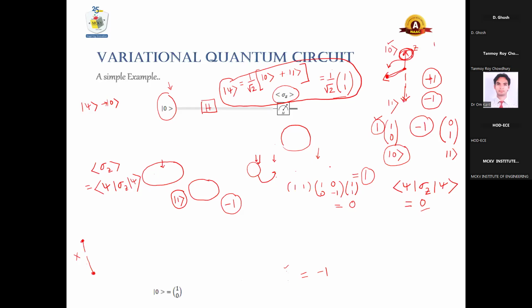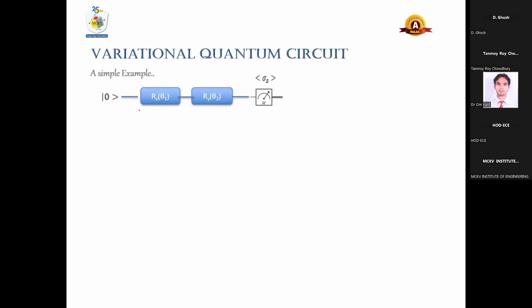Now let us say you have two operations, Rx theta 1 and Ry theta 2. You initialize your bit in this state or whatever. After encoding your classical data, this might not be your state. It might be something different, but I'm giving you a very simple example. Let us say this is your state, and after this you apply the Rx gate, an angle of theta 1. Theta 1 and theta 2 are the parameters.